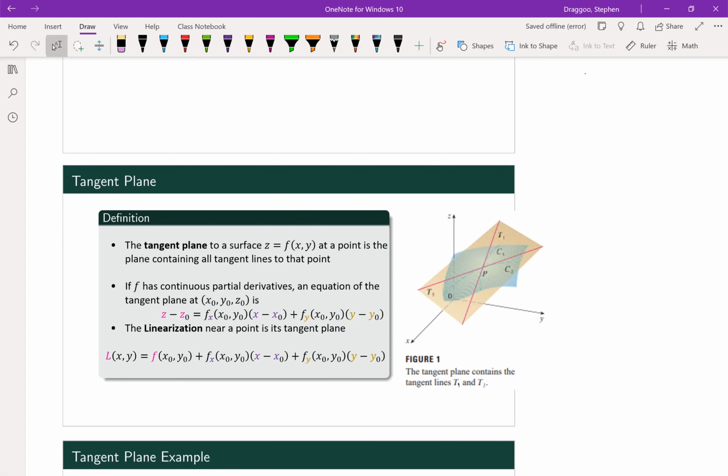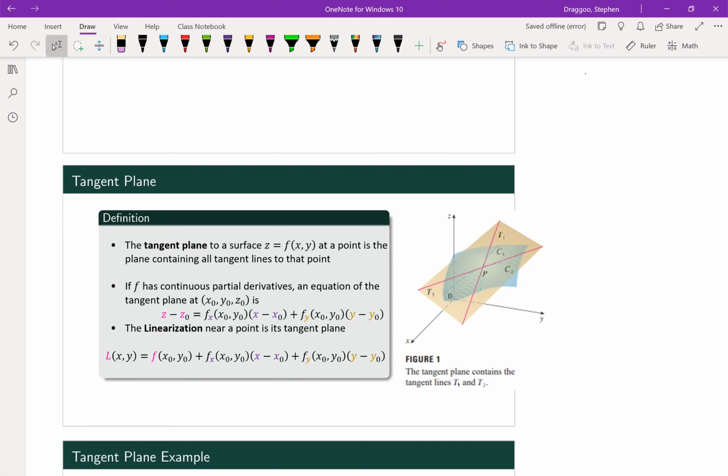So what we'll say is that if f has continuous partial derivatives, then an equation for the tangent plane at the point x0, y0, z0 is the thing listed out below. z minus z0 is equal to f partial x at our point times x minus x0 plus f partial y at our point times y minus y0.